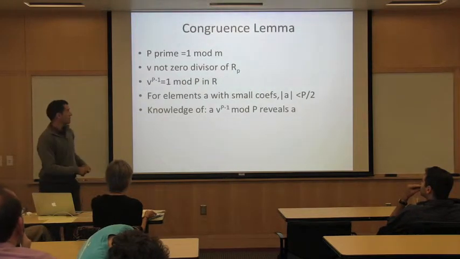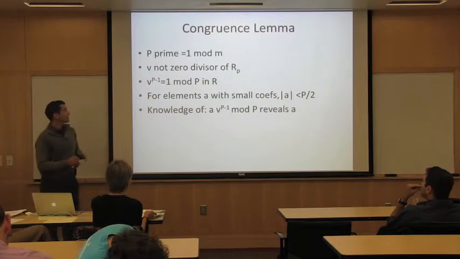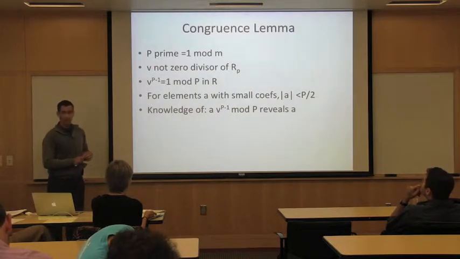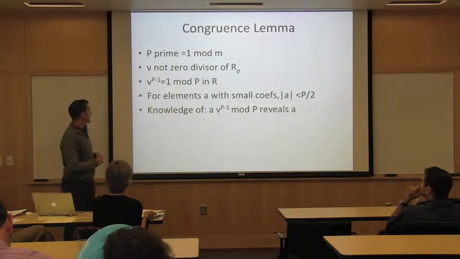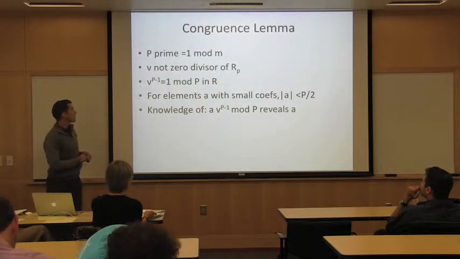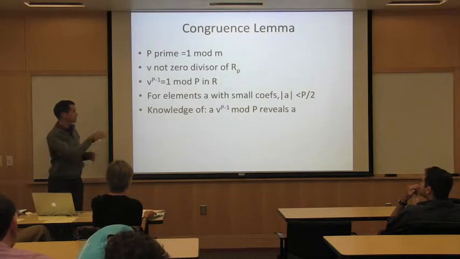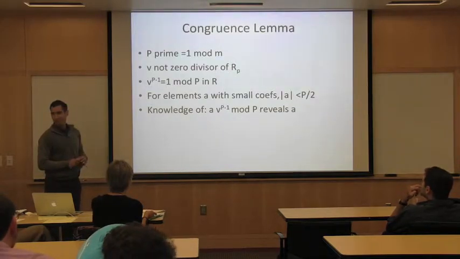Okay. The next lemma is, let's call it the congruence lemma. So we take p a prime, which is 1 mod m, and let's say that v is not a zero divisor of R mod pR, which I didn't spend that much time making my slides fancy.